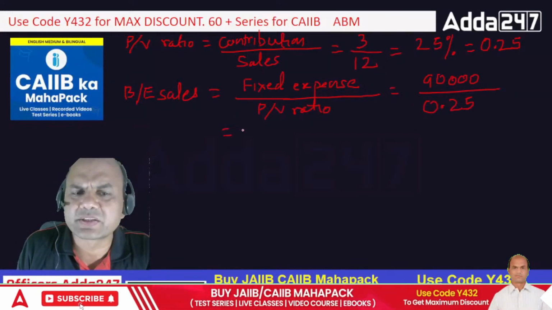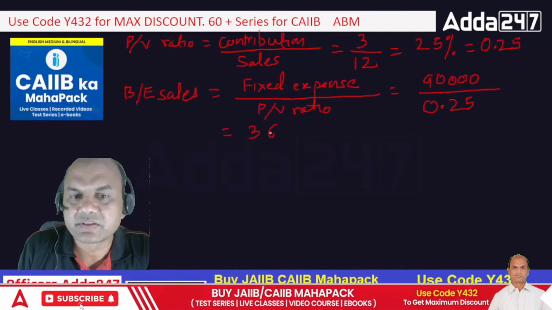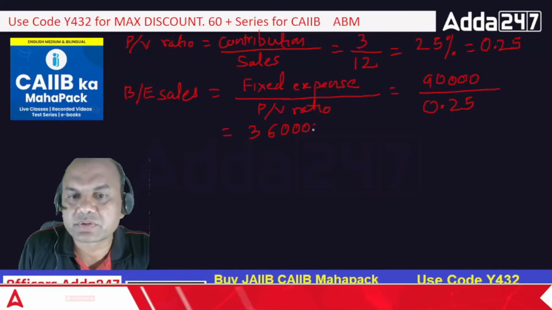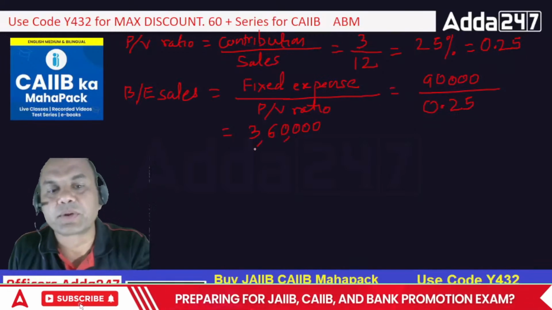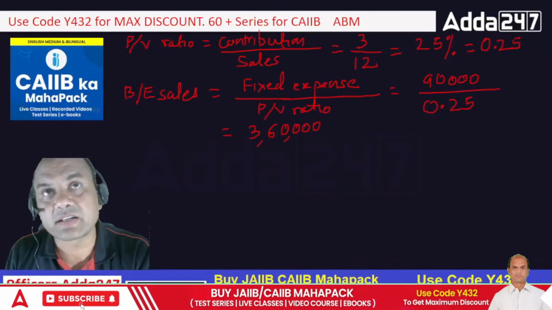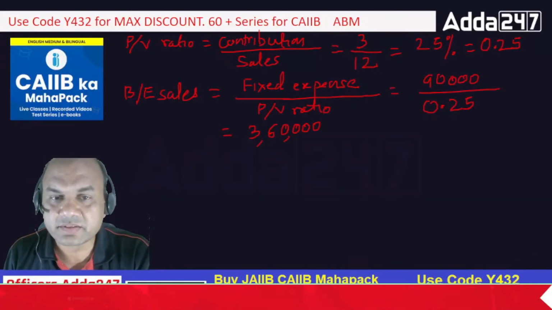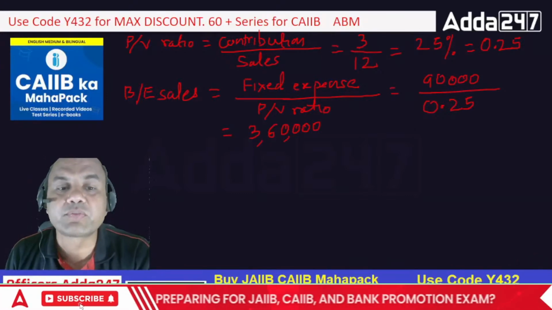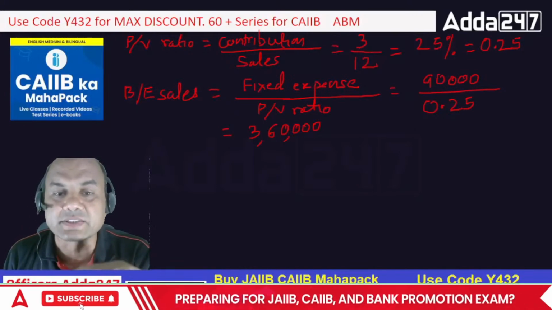So what is the answer? 9 4s, it becomes 4, isn't it? 3,60,000. Right? So break-even sales is 3,60,000. So this is your second answer. Easy? How many of you are feeling it's easy? Type yes in the comment section.